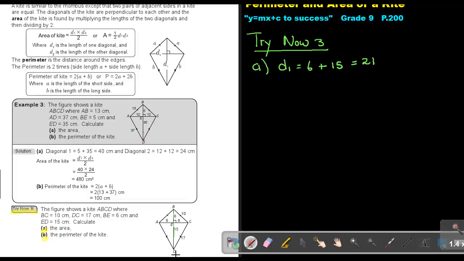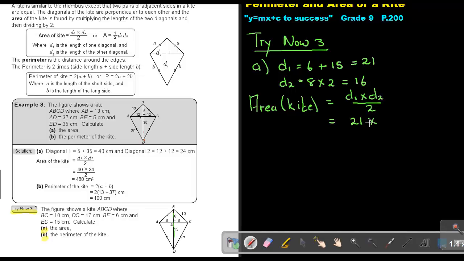Okay, let's do the next one, diagonal 2. That will be 8 times 2, and that will be equal to 16. So if I want to find the area of that kite, it's just going to be diagonal 1 times diagonal 2, divided by 2. So this is going to be 21 times 16, divided by 2, and that is going to be 168. And if this is in centimeters, then this is going to be centimeters squared.